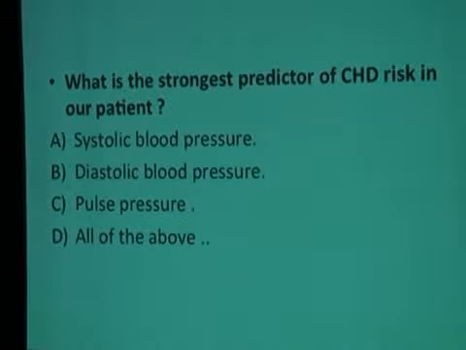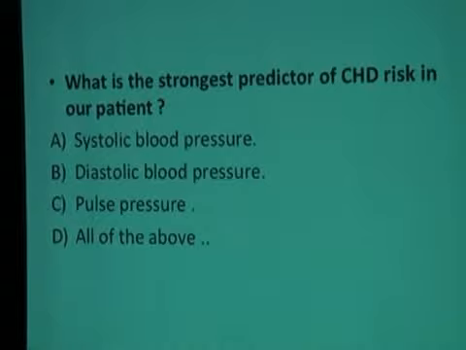And this is another, a bit difficult question. What is the strongest predictor of coronary heart disease in our patient? Well, his blood pressure is 135 over 80, and this is borderline. But what is more important, the systolic or the diastolic, or both, or the pulse pressure? The answer is, which is difficult, it depends upon age.